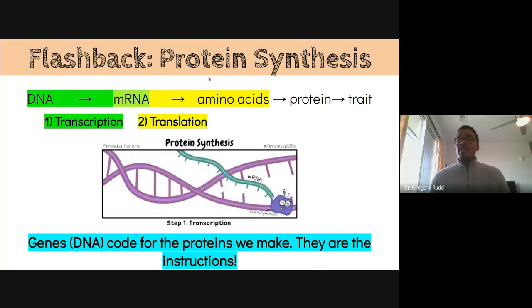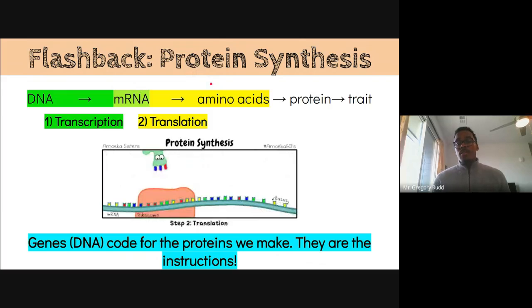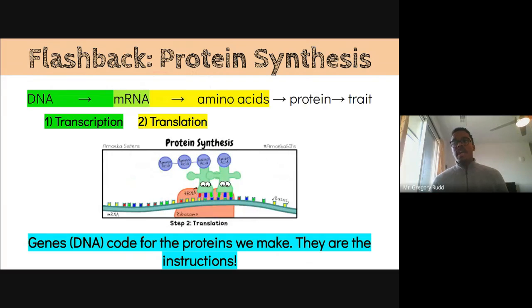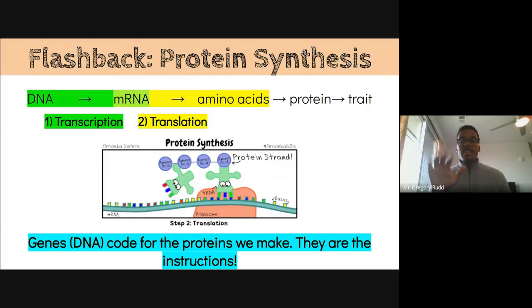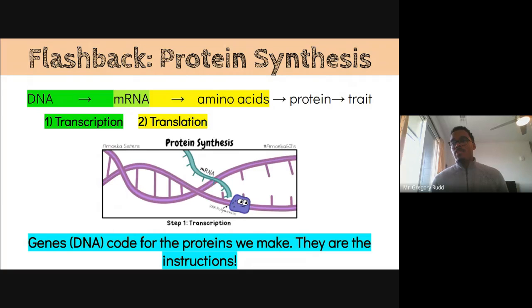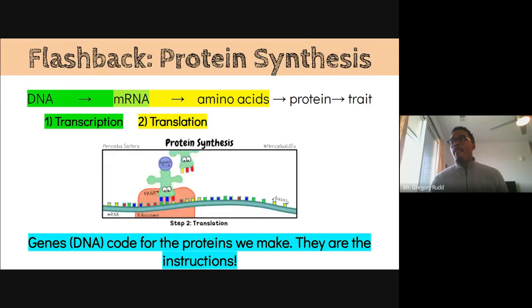And then translation means we're actually putting it into a different language. So instead of it being in the language of nucleic acids, we're putting it into the language of amino acids, all right? And amino acids are different than nucleic acids. We only have 5 nucleotides, A, T, C, G, and U, but we have 20 different amino acids, all right? So it's a slightly different language. That's why we have to translate it. Thank you for letting me know, Jobert.